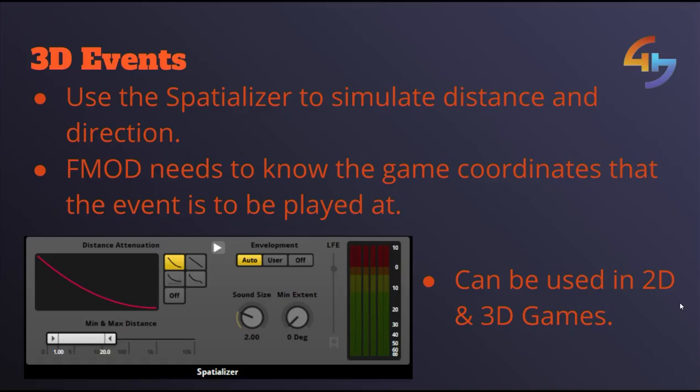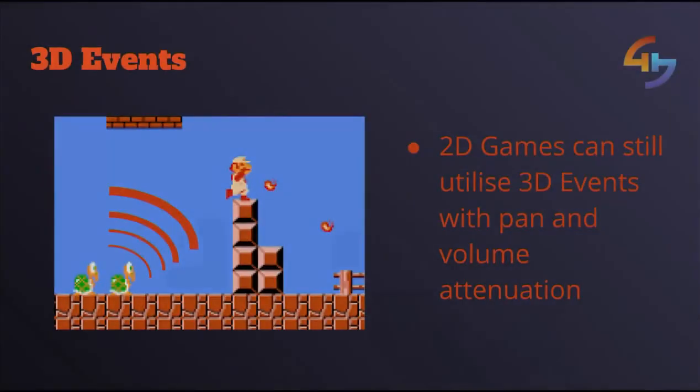It's worth pointing out that the fact that these events are named 2D and 3D doesn't mean they are to be used exclusively in 2D or 3D games respectively. In a 2D game such as Super Mario Bros., for example, we can use 3D events to play sounds that are far away from the player, such as an enemy jumping around.